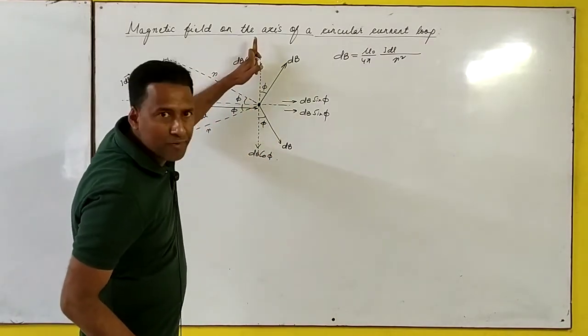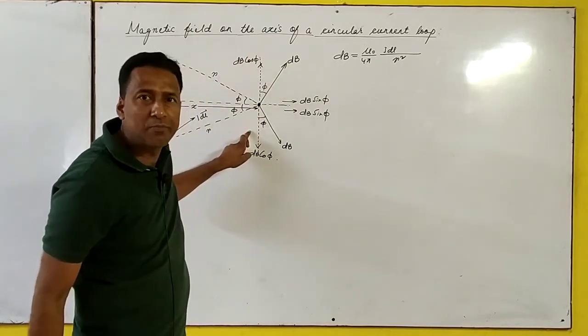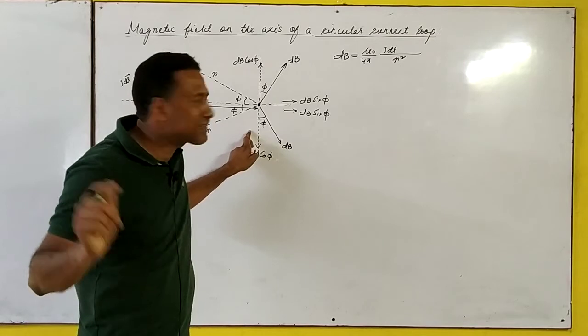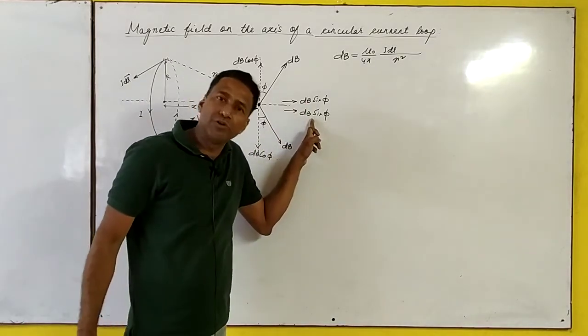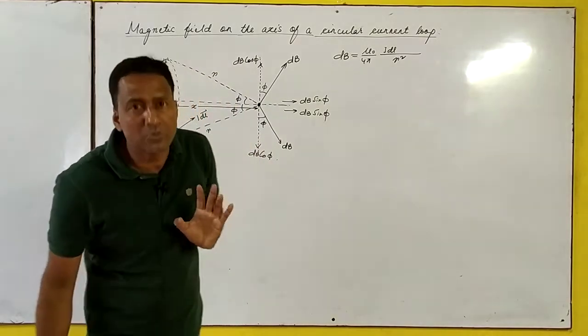Now it is dB cos phi upward, and dB cos phi downward. So these two components are equal and opposite, they will cancel each other. So what is left out? dB sin phi, both are equal and along the same direction, so they will add up. So what did we get to know?